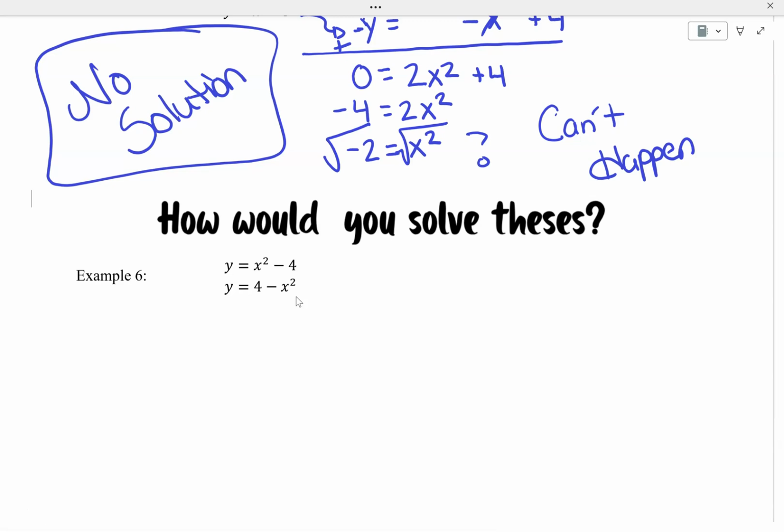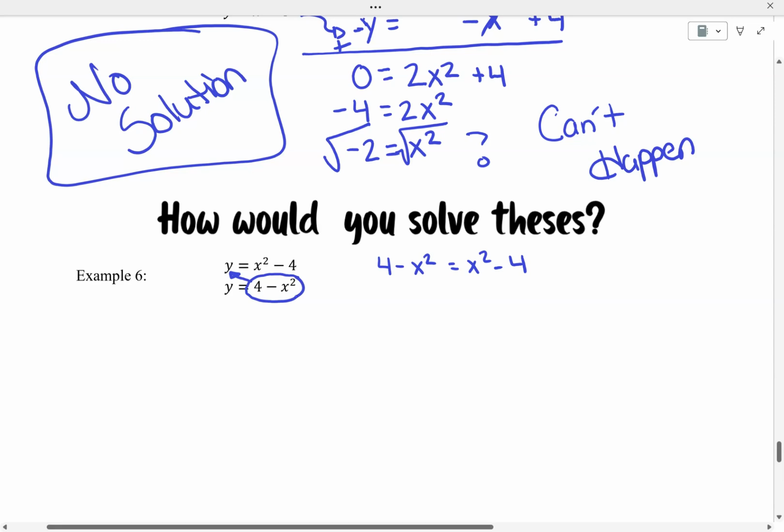Let's think. We've done a lot of substitution or elimination. You guys, we can substitute this one, or we can still eliminate it. I'm trying to think of which way we should go. Let's just do substitution. So that's a y equals. So let's take that and put that right there. 4 minus x squared equals x squared minus 4.